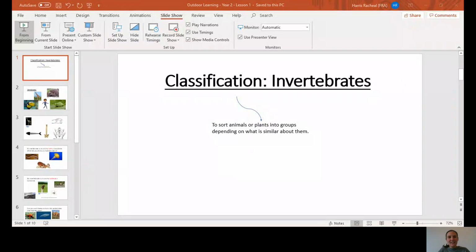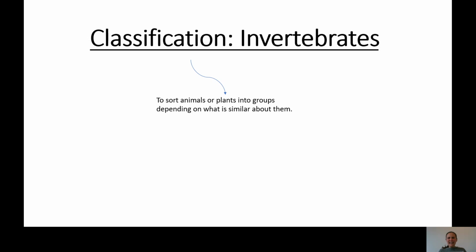Teaching you today. So this term our topic is on classification of invertebrates. I'm going to now share my screen so that we can get started and start learning all about invertebrates. Okay, hopefully you can see that. Now, I've got two very long words on the screen, classification and invertebrates.